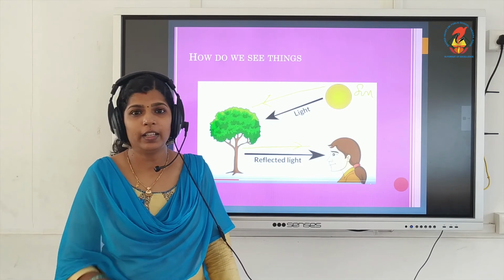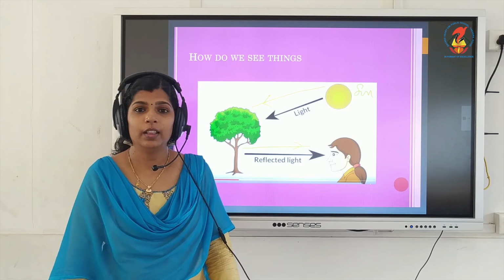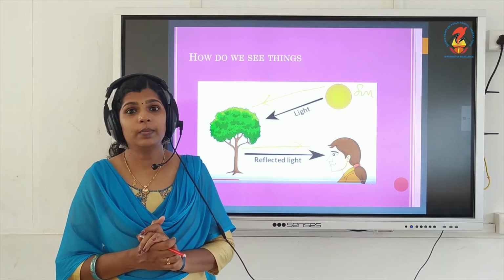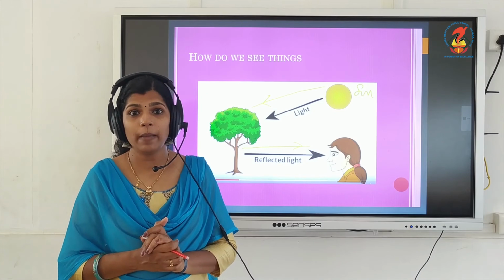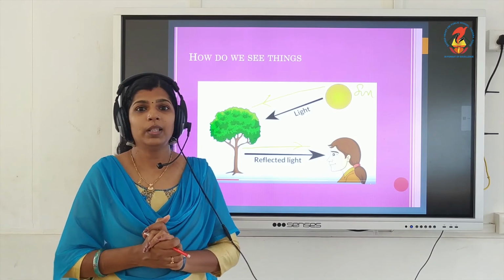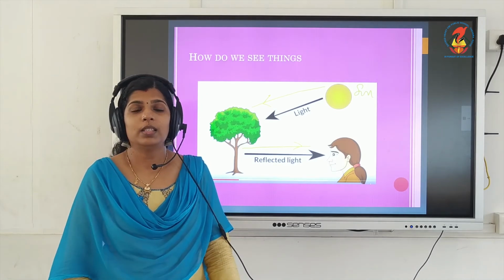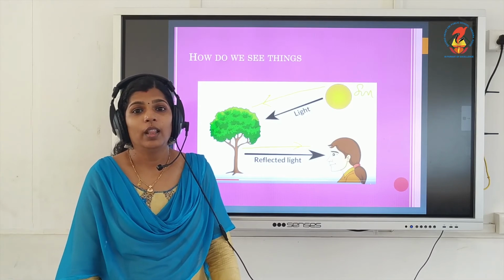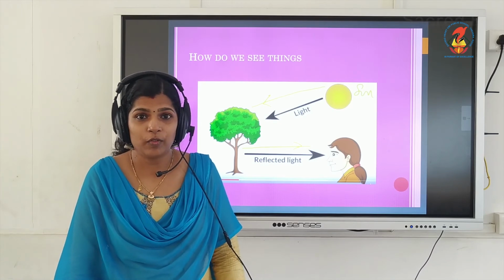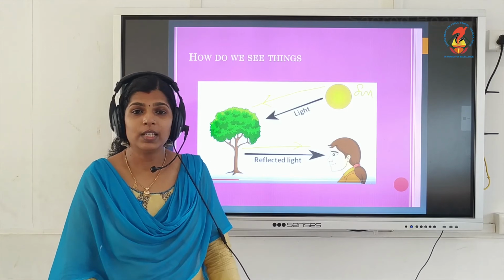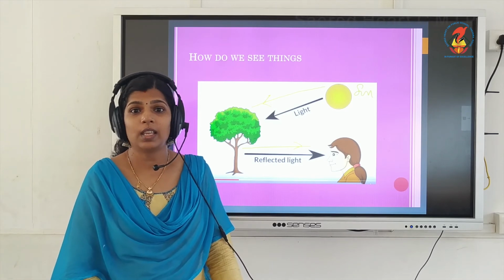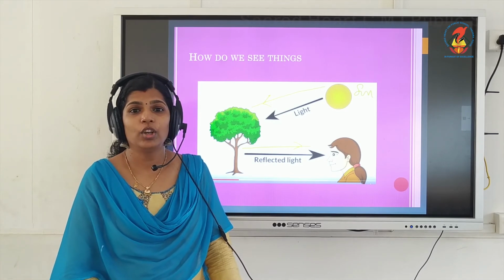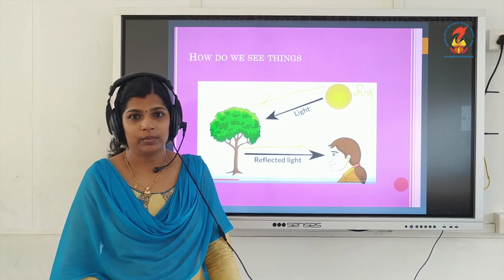There are certain letters in the English alphabet whose object and mirror image appear to be the same. But there are certain letters where it is different. So, just find the letters from the English alphabet whose letter and mirror image are the same. Write it in your notebook.